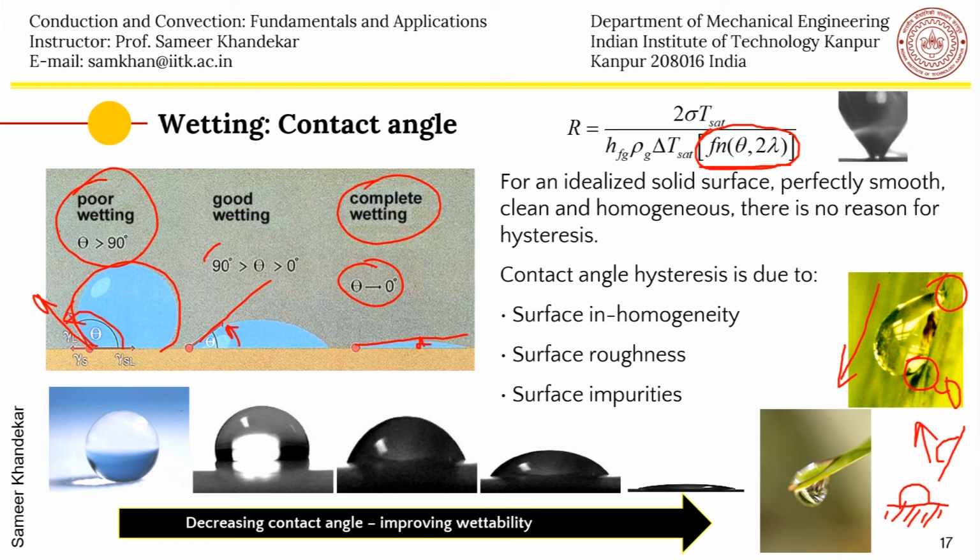For an idealized solid, perfectly smooth, clean and homogeneous, there is no reason that hysteresis should take place. But in reality, we see that hysteresis does take place because of surface inhomogeneity or roughness and the impurities which are there on the surface. What we call pinning takes place, and because of which hysteresis is actually seen or manifested.